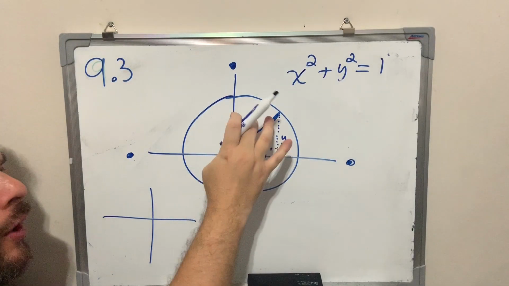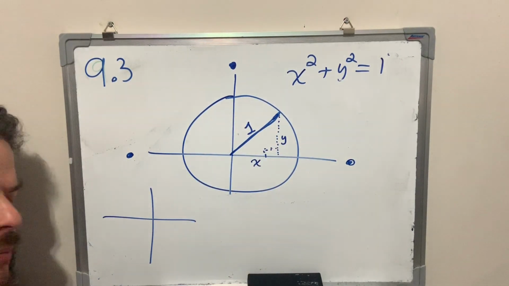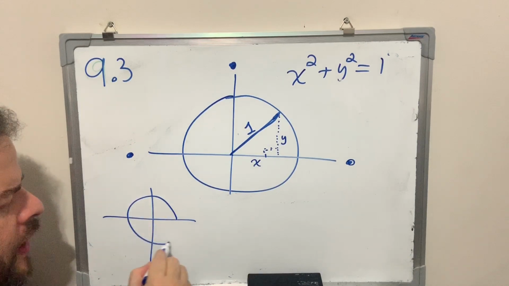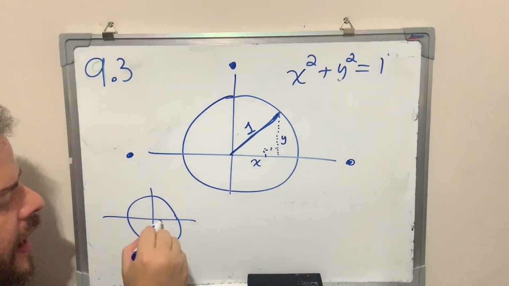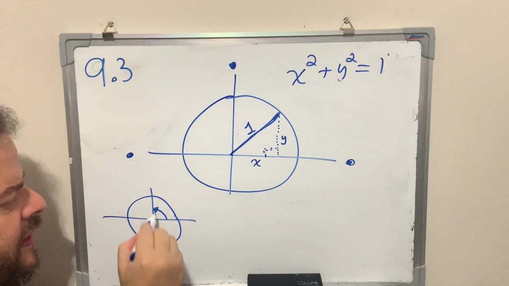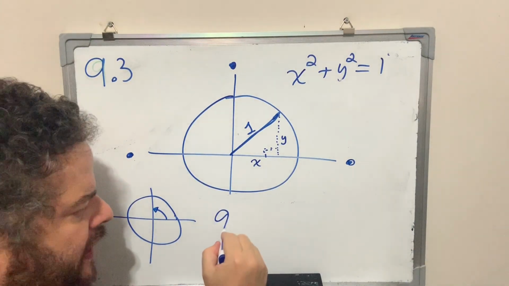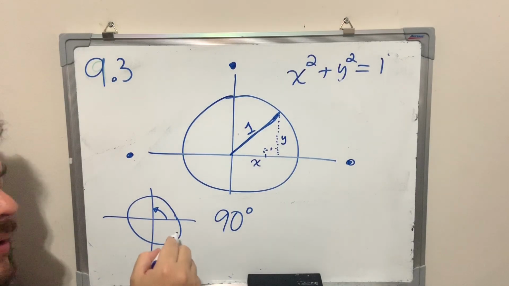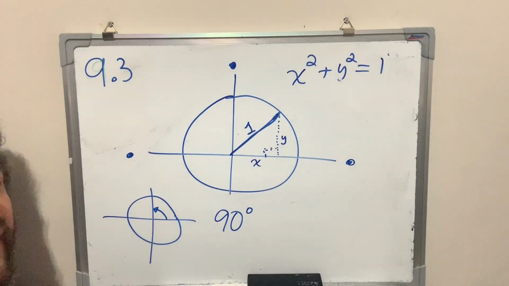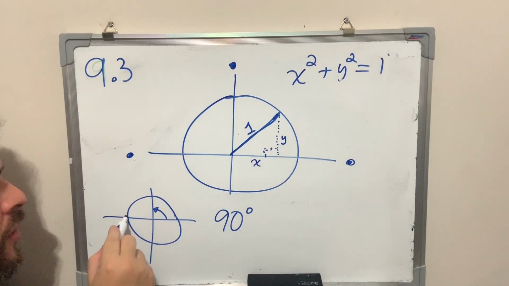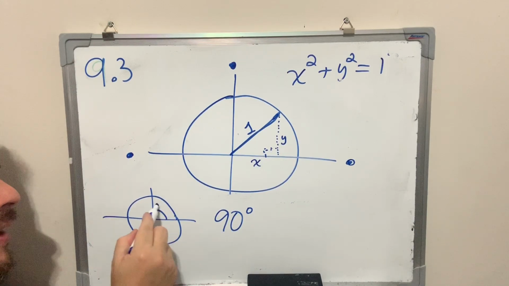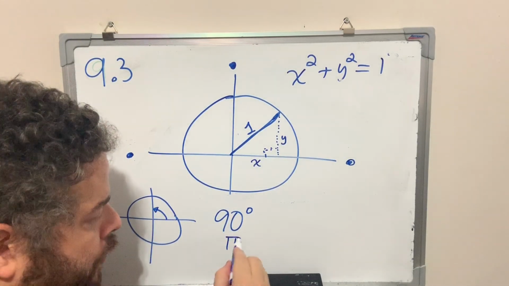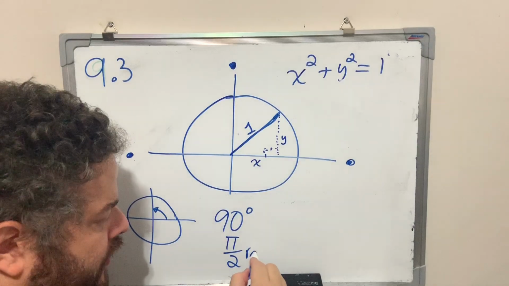Let's say I'm working with the unit circle, and I have a 90-degree angle. When we use radians, remember, since the entire circle is 2 pi radians, half a circle would be pi radians. A quarter of a circle would be pi over 2 radians.